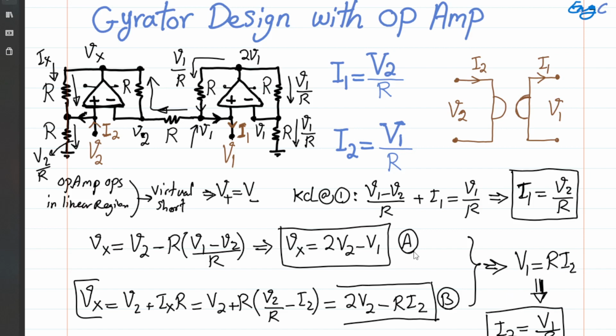So you can see that we managed to realize a gyrator using 2 op amps and this simple circuit. And by gyrator, I mean the interesting behavior or relationship in which the current in the first terminal is defined by the voltage of the second terminal. The current of the first port is defined by the voltage of the second port and vice versa.